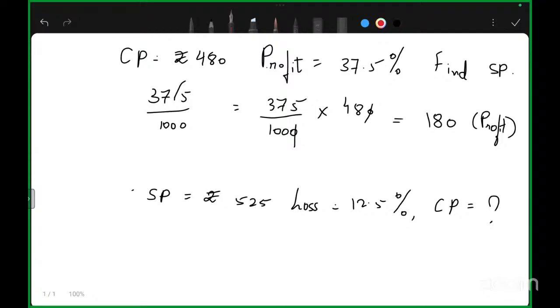Now for selling price, for finding selling price, you will add up 480 and 180. 480, 180. The answer you will get is rupees 660. Okay? The answer you will get is rupees 660.